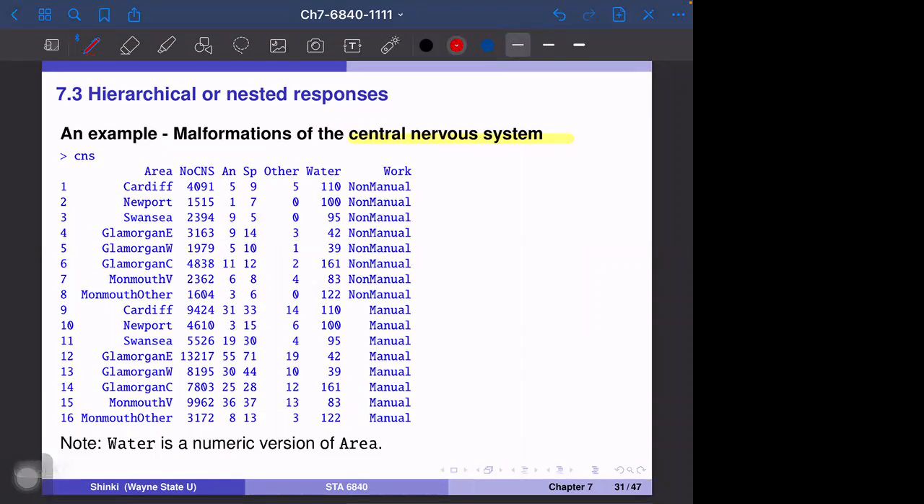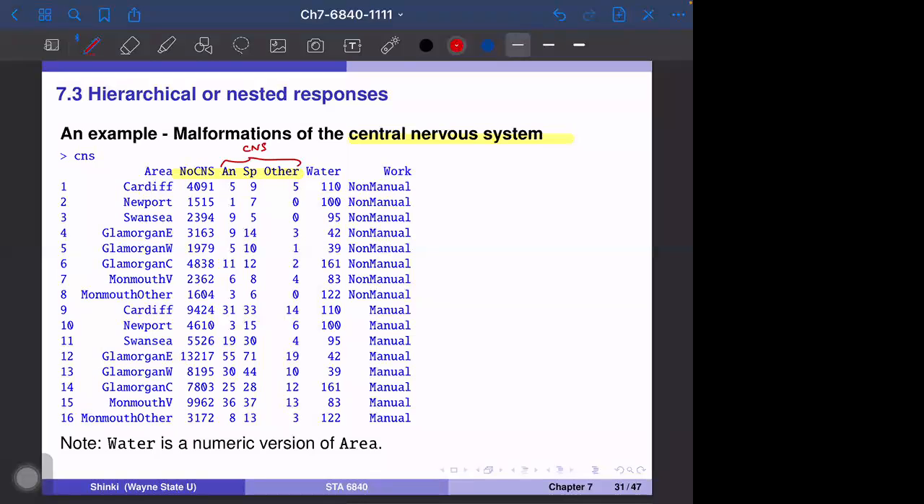So here is an example, sample data. We have the count of babies: no CNS, AN, SP, and other. So we have just four categories, but we also have CNS, that is the summation of AN, SP, and other. At first, we want to compare the no CNS and the CNS. Under which condition do we have more CNS? We would like to see that.